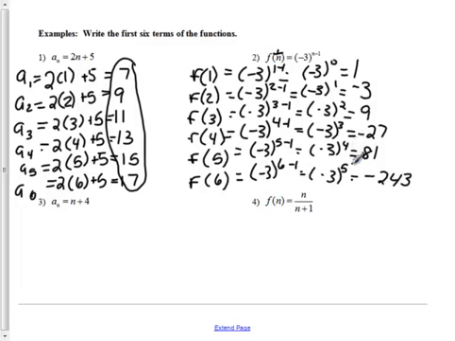Do you guys notice how every odd number gives us a negative and every even gives us a positive? So think about that for some rules. Then these will be the first 6 terms that we will be looking for.